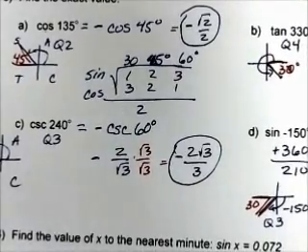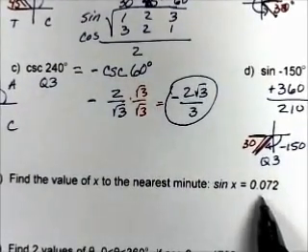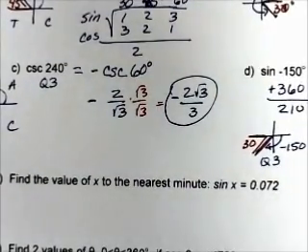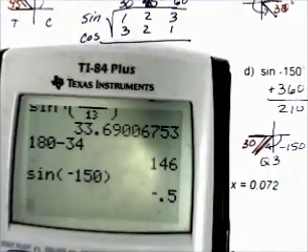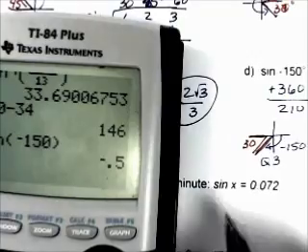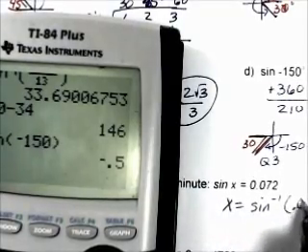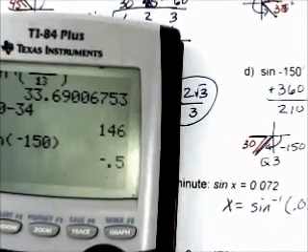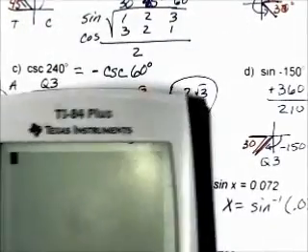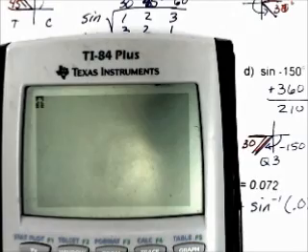Okay, next, number 4, find the value of x to the nearest minute. Sine of x is equal to this decimal. It's a positive value. To the nearest minute, well, this is x. X is going to equal the sine inverse of this decimal value. So we go to the calculator, key in sine inverse, second sine, 0.072.